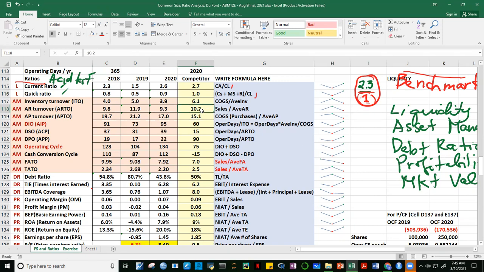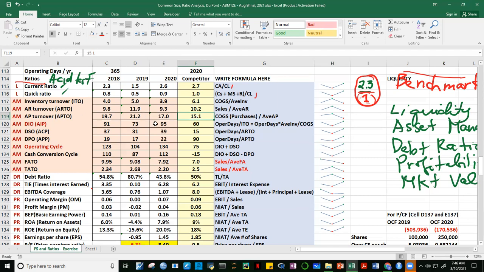So their competitor is more able to collect on their receivables at a faster rate. Okay, and then APTO. For ITO and ARTO, the higher, the better. For APTO, on the other hand, technically the lower, the better, because it tells us the number of times we pay on our accounts, particularly our trade payables. And the lower means that it takes us more days to pay our suppliers. The implication of which is that perhaps we're given higher or longer credit terms.